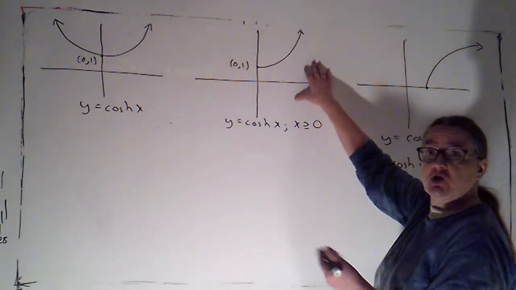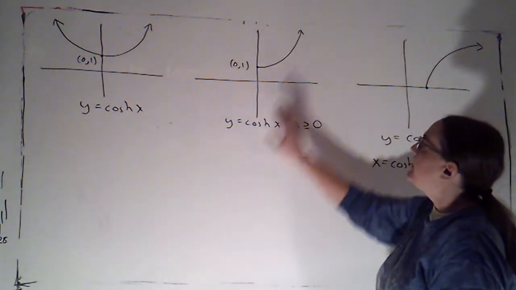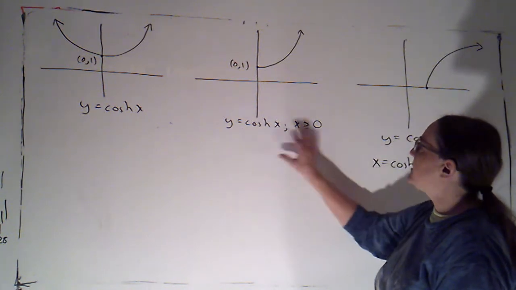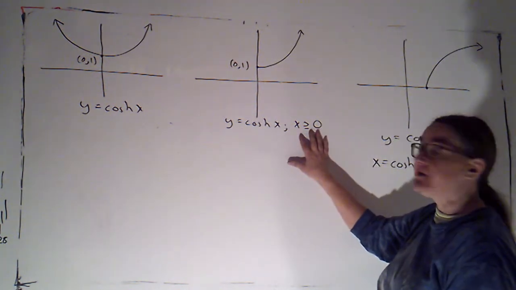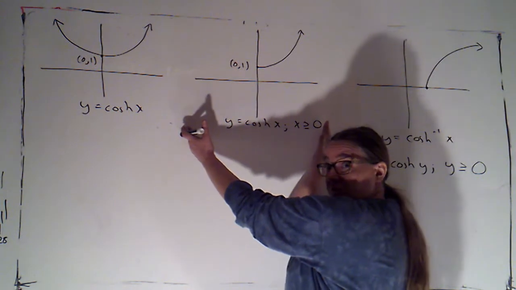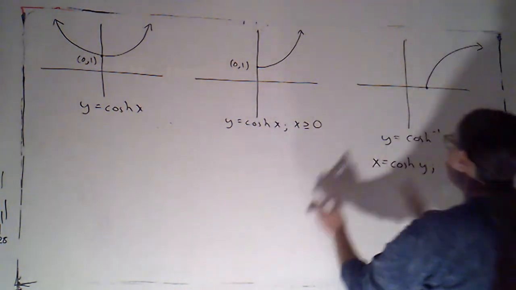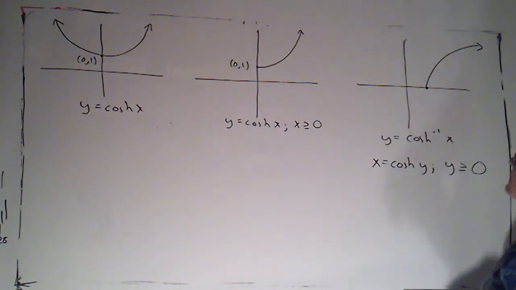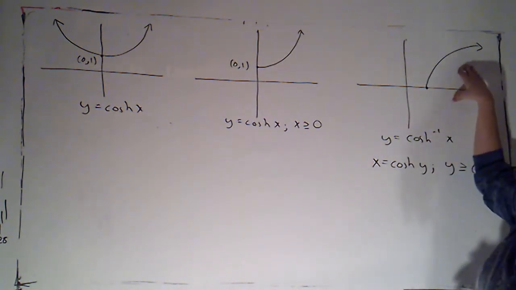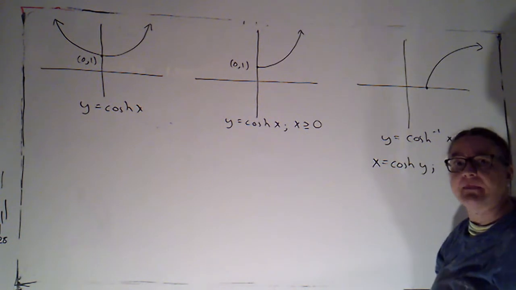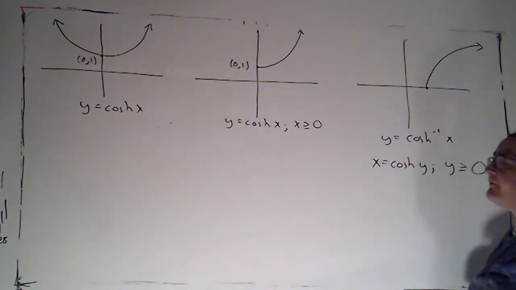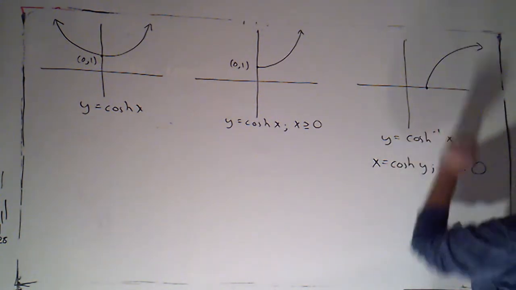And we do that, we just choose the right half of the graph. So this is y equals cosh x with x bigger than or equal to 0. This is the function we're going to be taking the inverse of. When we do that, we get y equals cosh inverse of x. I've drawn the graph of it here. I'm not expecting you to be familiar with that graph, but it's kind of nice to see it.